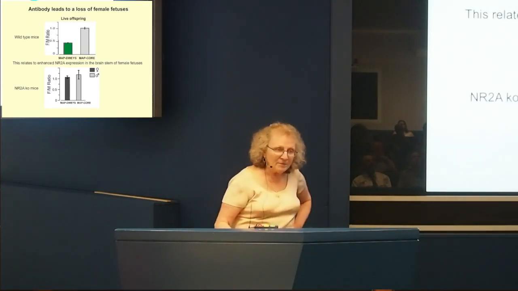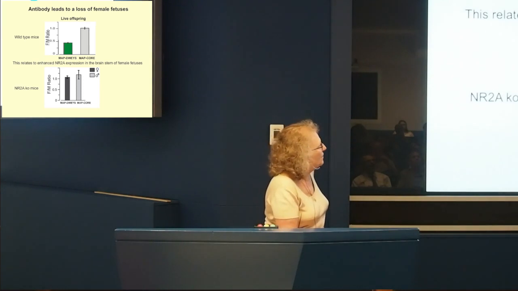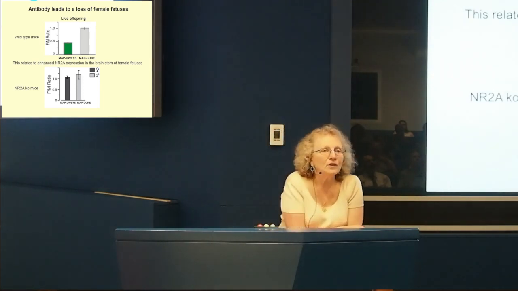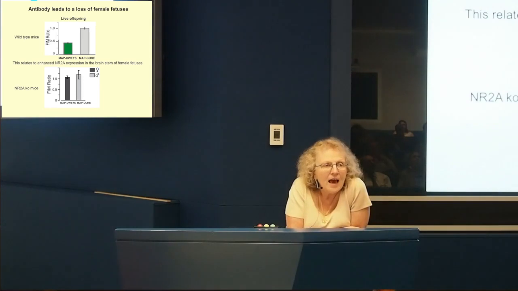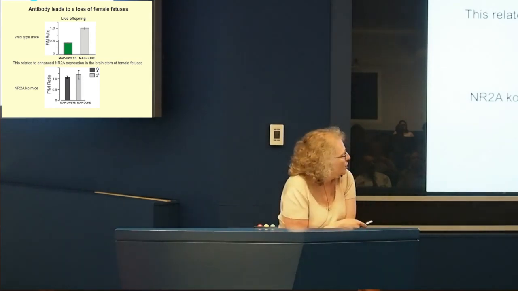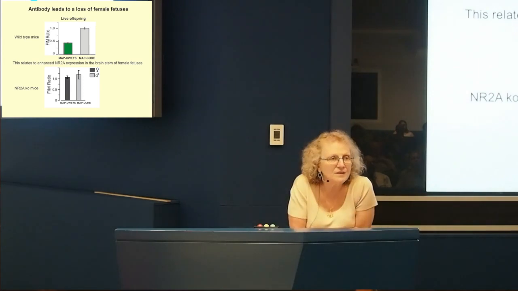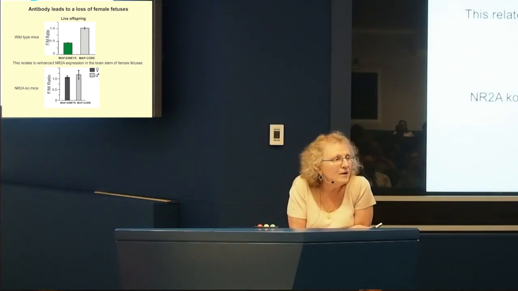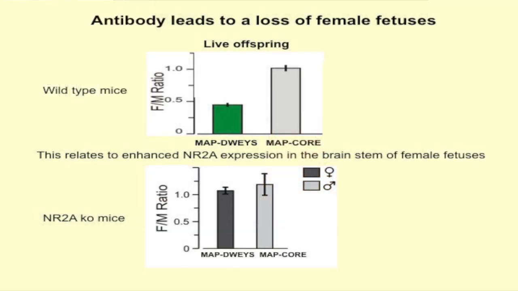That's what happens in the male mice. It's worse for the female mice. You actually have a loss of female fetuses, and Li Wang in the lab was able to show that this is because of an earlier expression of NR2A in the brainstem of the female fetuses. So when we looked at a mouse that was deficient in NR2A, there was no loss of female fetuses, essentially the same number of female fetuses as male fetuses were born.